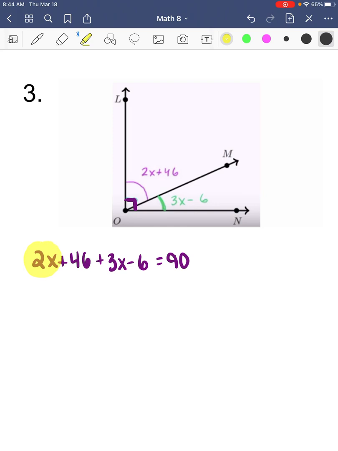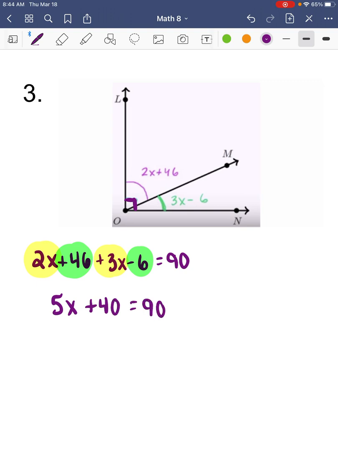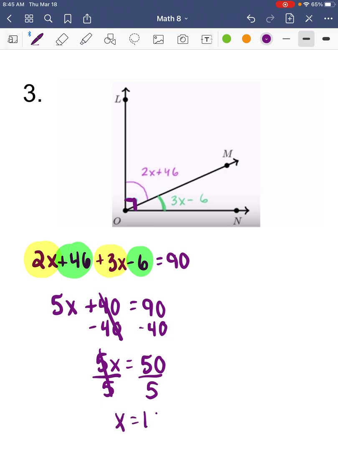Next, we are going to combine like terms. So here we have 2 sets of like terms. We have 2x and positive 3x, which will combine to give us a 5x. And we have positive 46 and negative 6. So that would combine to give us a positive 40 equals 90. Then we will subtract 40 from both sides, and we get 5x equals 50. And then we're going to divide by 5, and that will get us x equals 10.